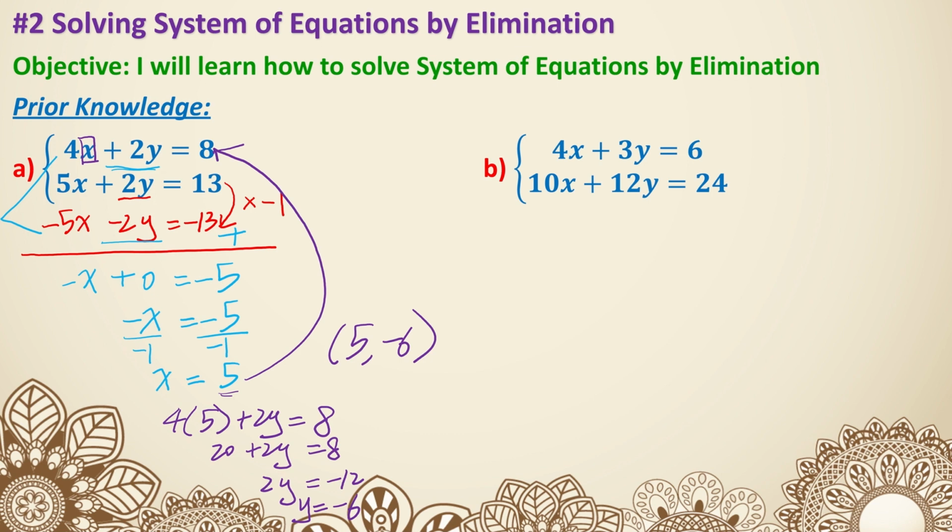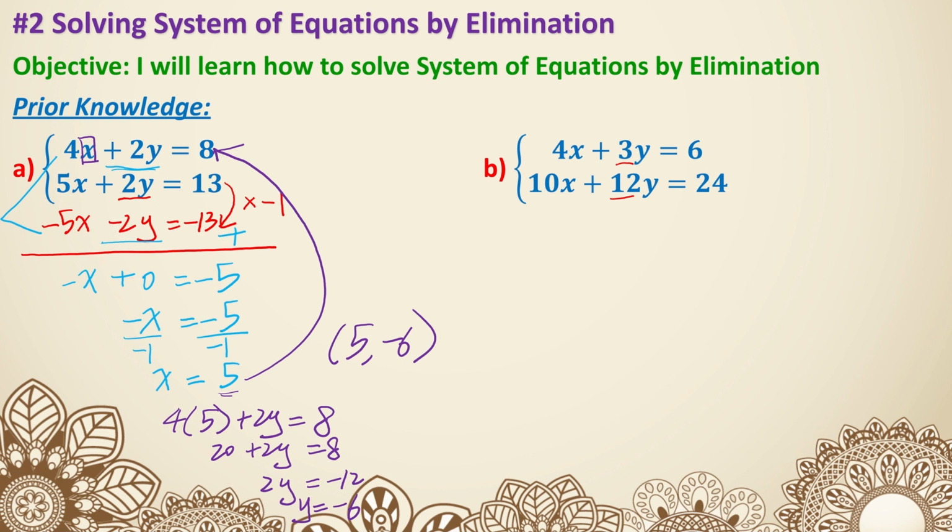Moving on, question B. This time you can see we don't have any numbers that are the same, but you should be able to spot that 3 and 12 are very easily related to each other. 4 and 10, sure, they're related to each other, but you need to do some extra work to change them into the bigger number. Or you can choose to multiply by 2.5, but that's going to get you some decimals that we can easily avoid if we focus on the 3y and the 12y.